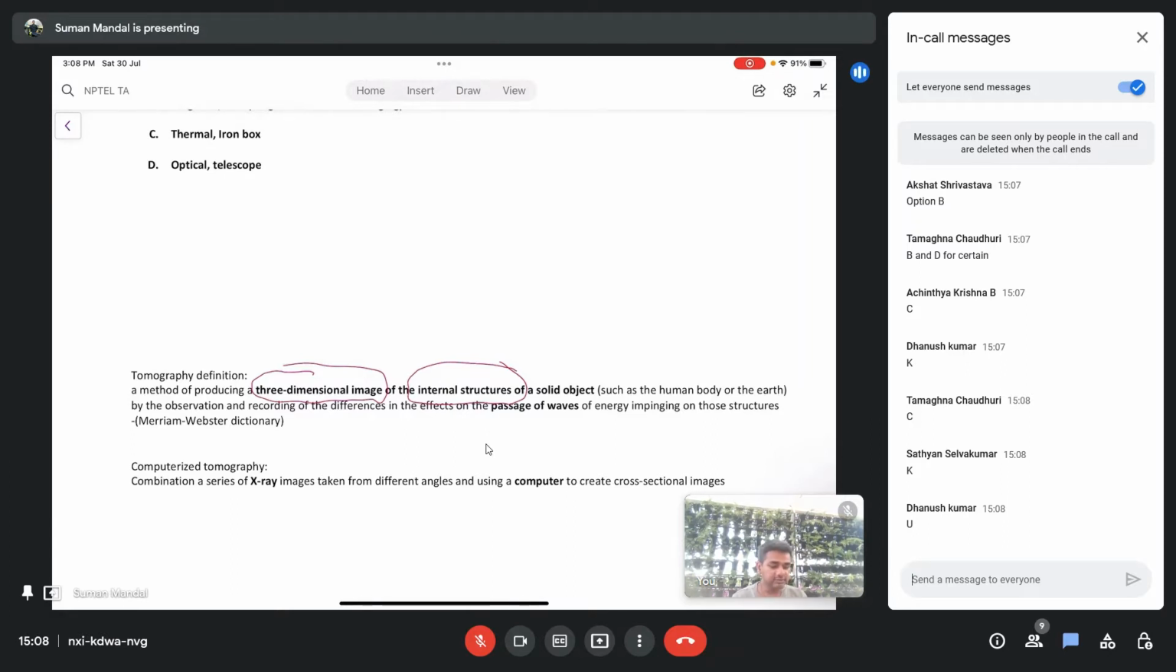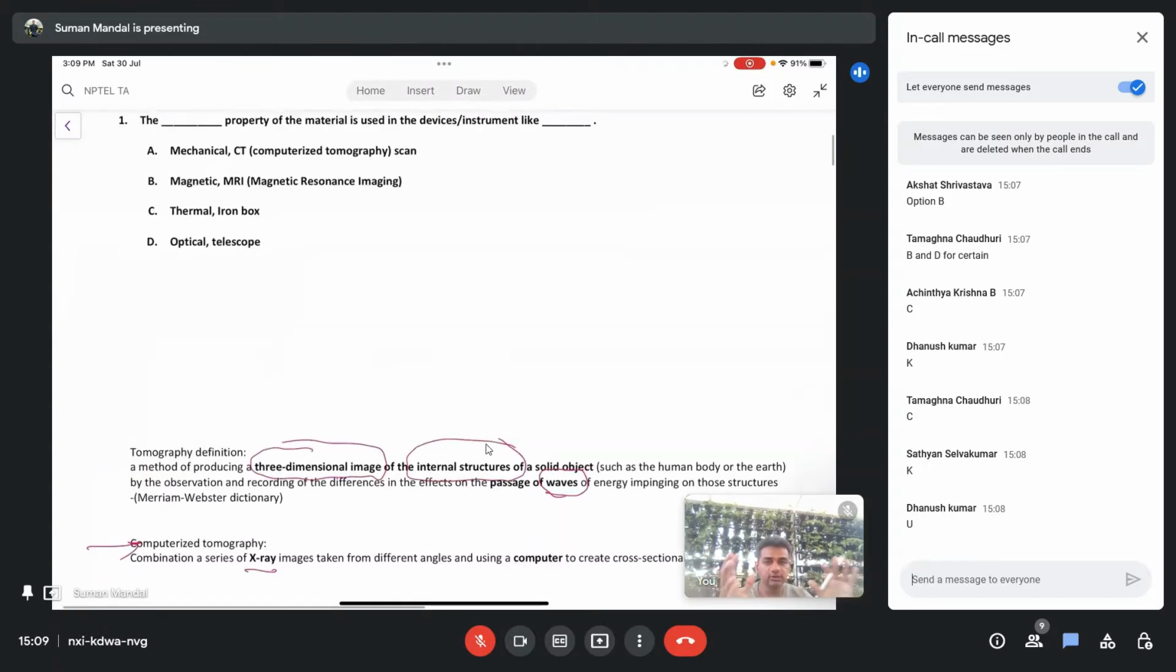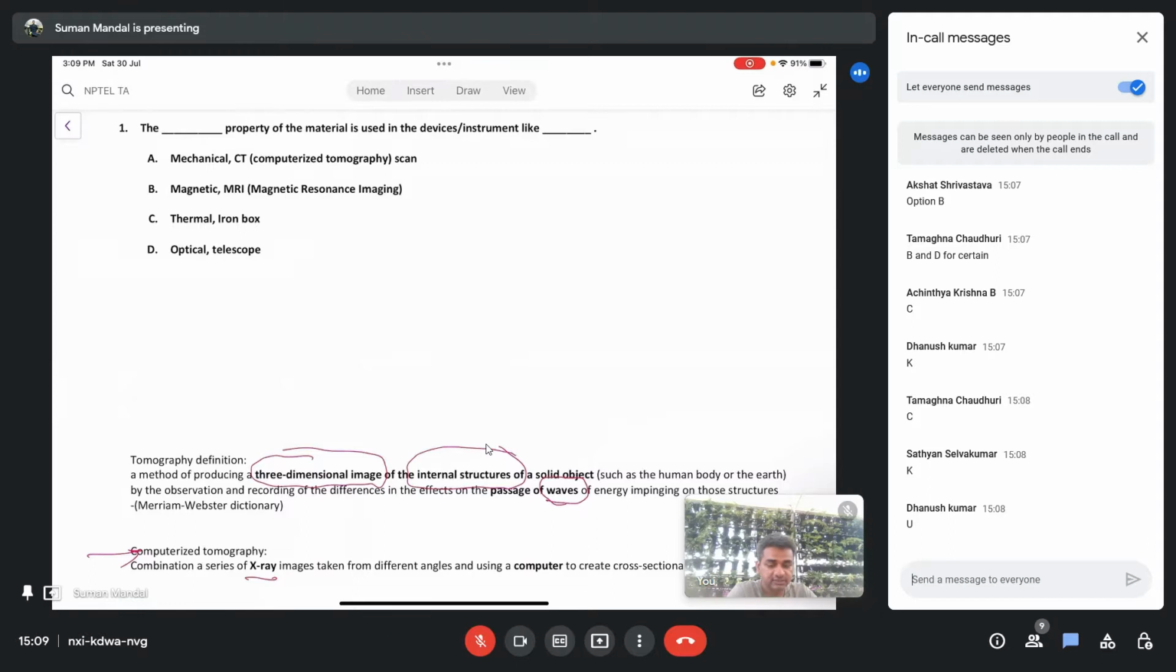And similar to X-rays, you can see here also that we use waves. Even X-rays are a wave. So we use waves for imaging. And computerized tomography is nothing but doing X-ray from different angles, and then using a computer to stitch them all together. So you can see that.